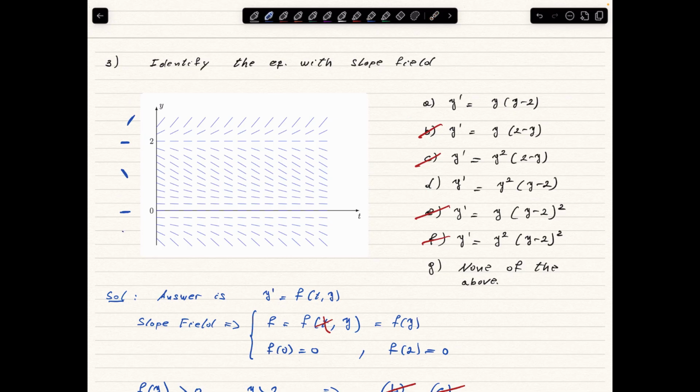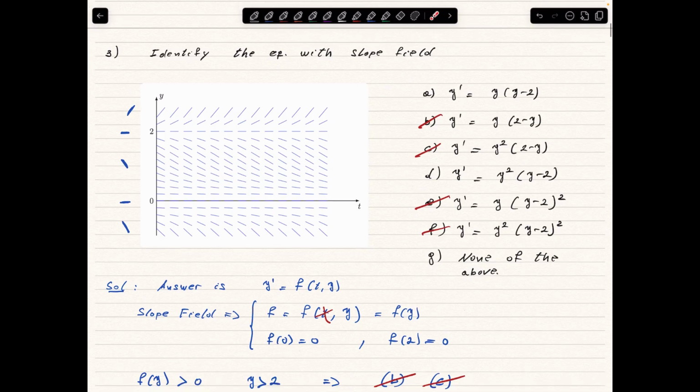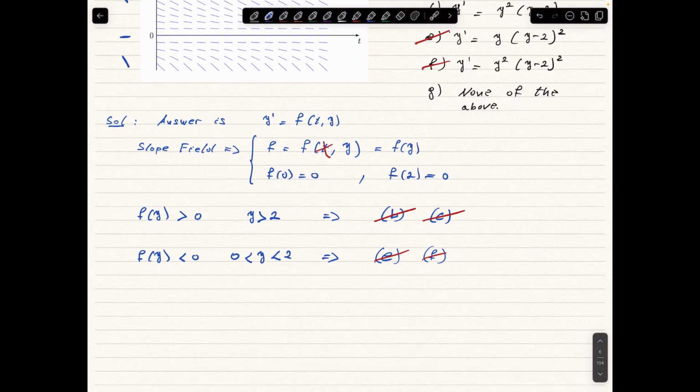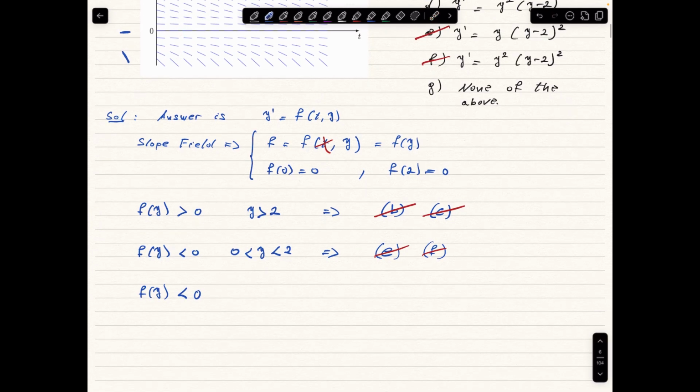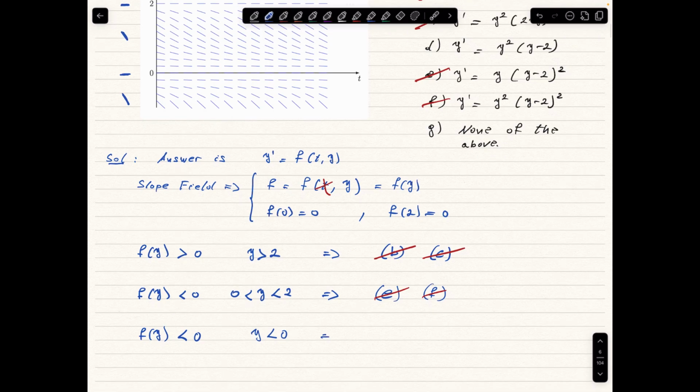And that is going to be decided probably by the sign here. For y less than 0, it has to be negative. So f of y has to be negative again. So it was negative here, and now it has to be negative again. So it goes to 0 and then back to negative. Okay, and this is for y less than 0. And we have only two options, A and D.